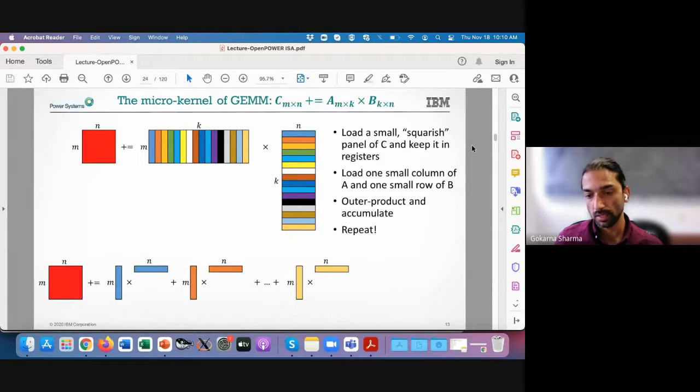Okay, so for the matrix multiplication, you do these squares of C and keep them in registers, and then you load one small column of A and one small row of B. This matrix that I have shown on the right side may be a subset of the big matrix, right? So you load one small column of A, one small row of B, apply the outer product operation, accumulate the results, and then repeat the process. That's how the matrix multiplication is done.